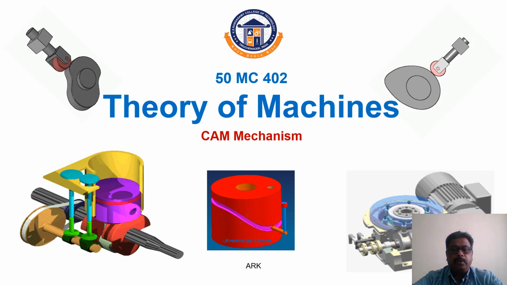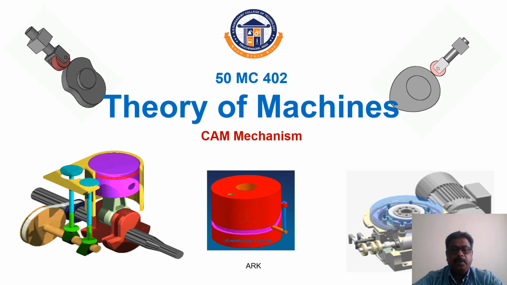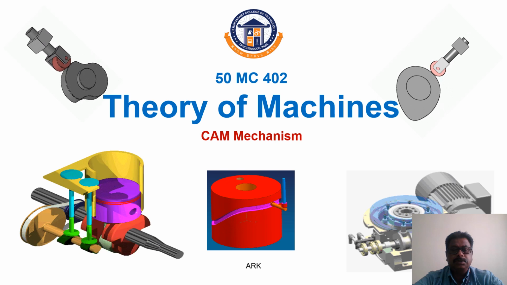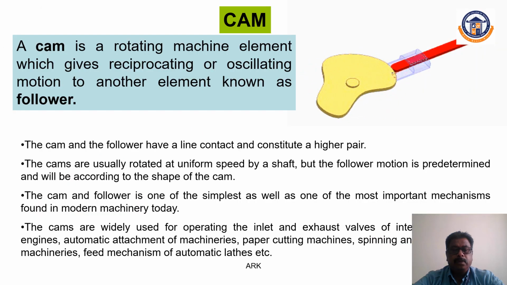Today, the topic we are going to see is the cam mechanism in Theory of Machines. A cam is a rotating machine element which gives reciprocating or oscillating motion to another element known as the follower. The cam and the follower have a line contact and constitute a higher pair. The cams are usually rotated at uniform speed by a shaft, but the follower motion is predetermined and will be according to the shape of the cam.